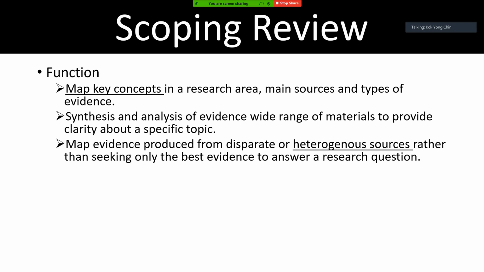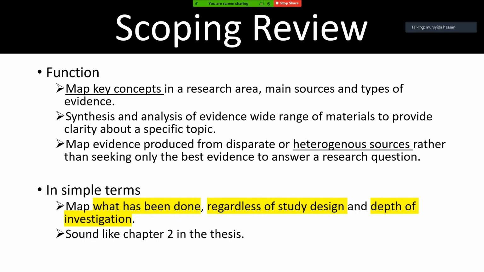In systematic review, it's very hard for you to combine all these different experimental designs. But in scoping review, you can. So in simpler terms, scoping review helps you to map what has been done in a study field, regardless of study design and the depth of investigations. To students, this scoping review actually sounds a lot like your chapter 2 in your thesis.